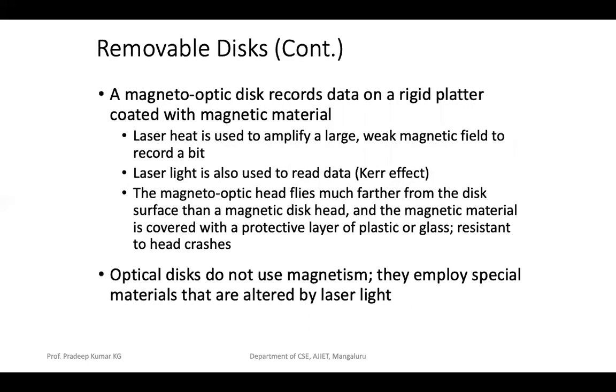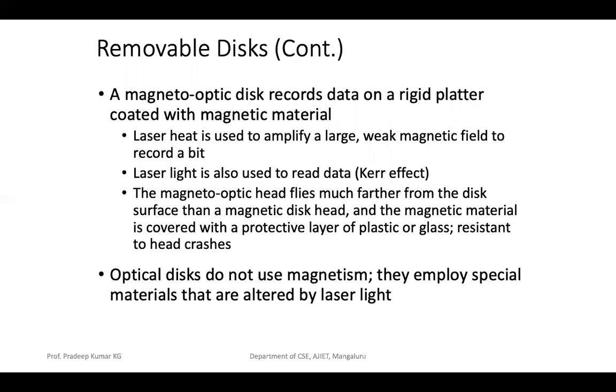So these discs are magneto-optic disc records, with a magnetic coating. It will have all those data. So how is the data written and read? A laser heat is used to amplify a large weak magnetic field to record a bit. Laser light, on the other hand, is used to read the data.